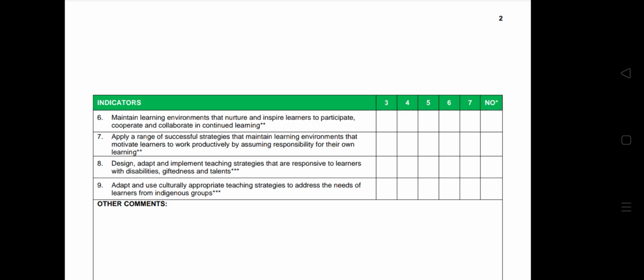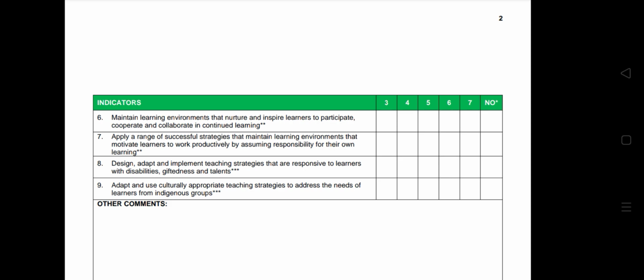Dito na rin papasok yung individual activities, meron grouping activities na tinatawag na differentiated activities. Differentiated strategies. Pwede na dito. Okay? So, next, number 7, apply a range of successful strategies that maintain learning environments that motivate learners to work productively by assuming responsibility for their own. Magbibigay ako ng rating ng 7 if the teacher consistently applies strategies which are well aligned with the learner's individual and group learning needs. Okay?